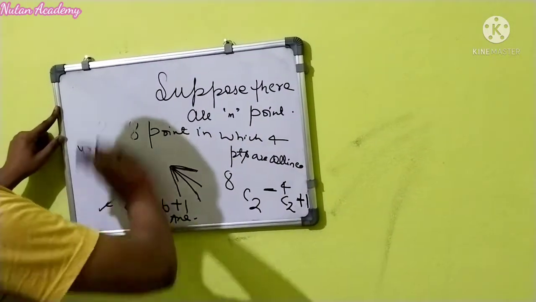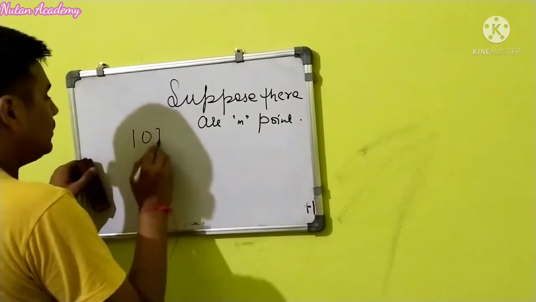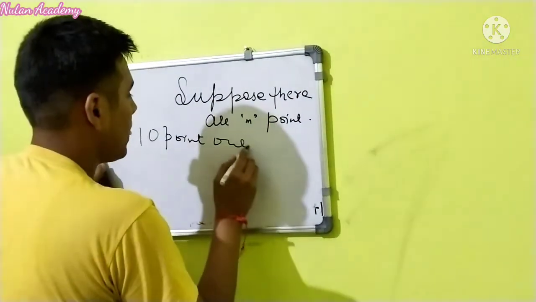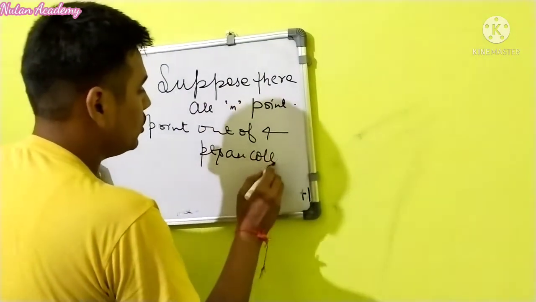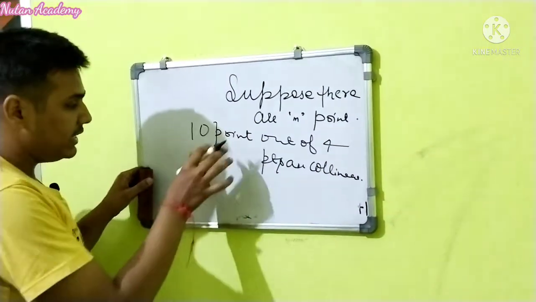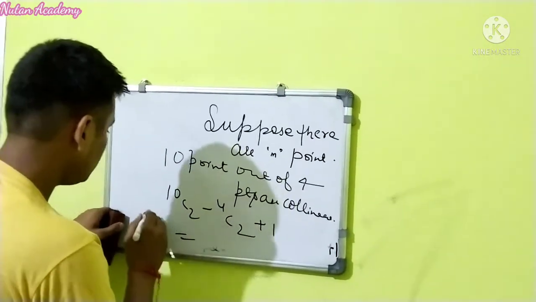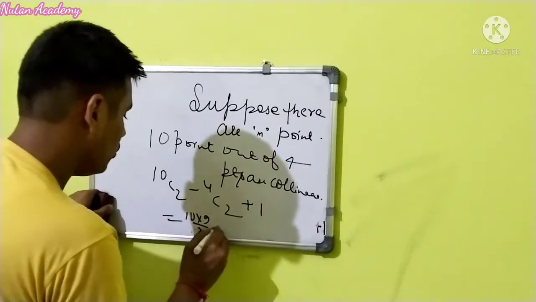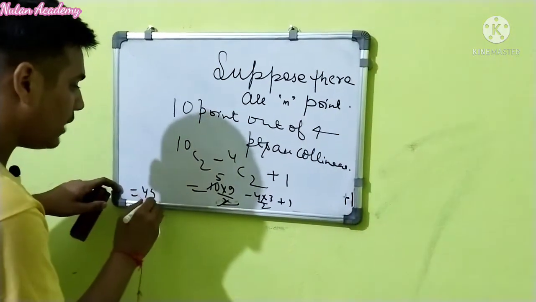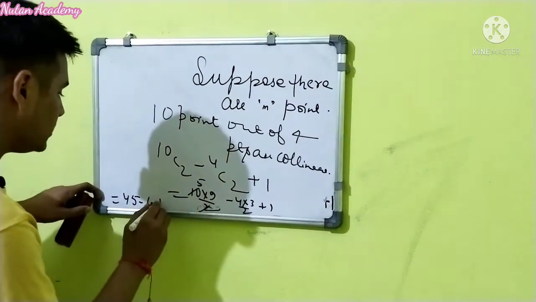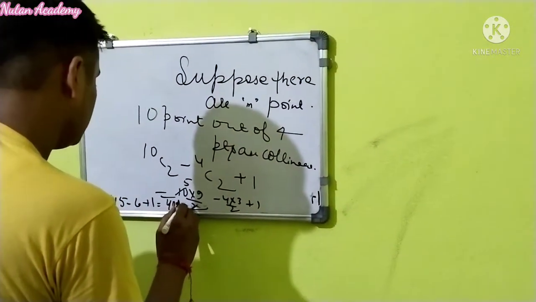Now come to the question that I gave you. The question is that out of 10 points, 4 points are collinear. So apply this formula in this question. 10C2 minus 4C2 plus 1. 10 into 9 divided by 2, minus 4 into 3 divided by 2, plus 1. 5 tens are 50, 9 fives are 45, minus 6 plus 1. After solving this, you get the answer 40.